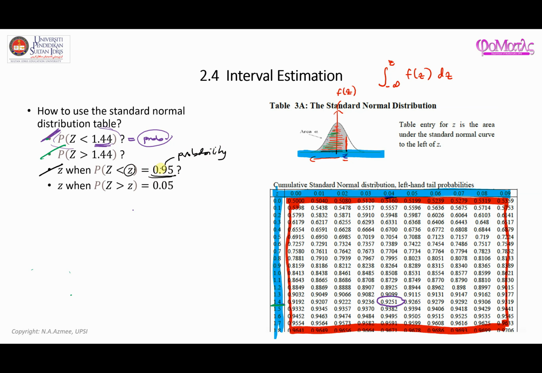And a lot of mistakes are done where the students always find this value. They always look at this value on the Z column. But this is not the value of Z, this is the value of probability, because it basically says probability Z less than certain value here is 0.95. So this 0.95 is the value of probability.